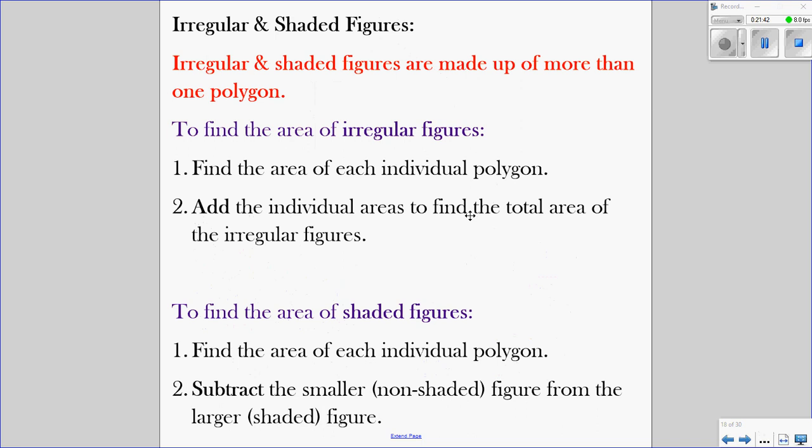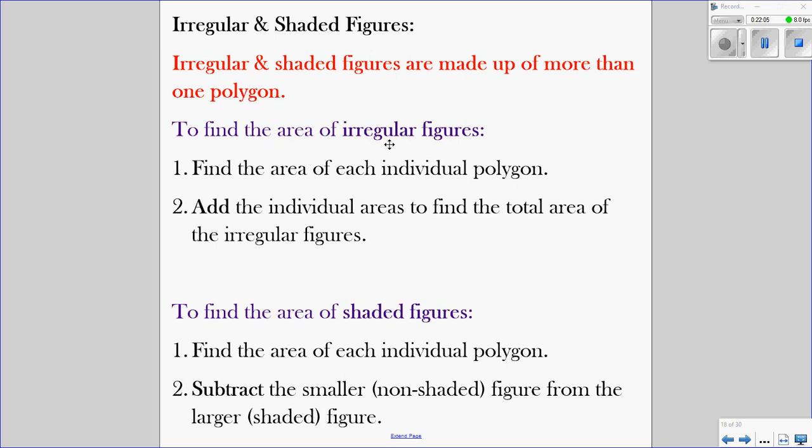Okay. So now, since you know about areas, we're going to be finding the area of irregular and shaded figures. Well, we already did irregular shapes, but shaded figures are another thing. Irregular and shaded figures are made up of more than one polygon. Polygons are different shapes like triangles, squares, rectangles, and so forth.